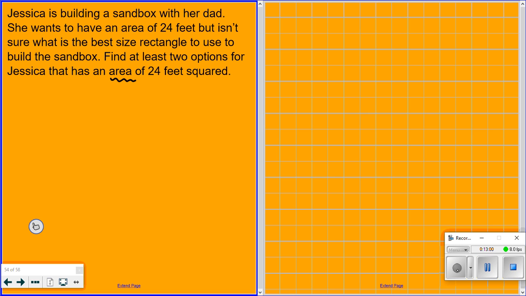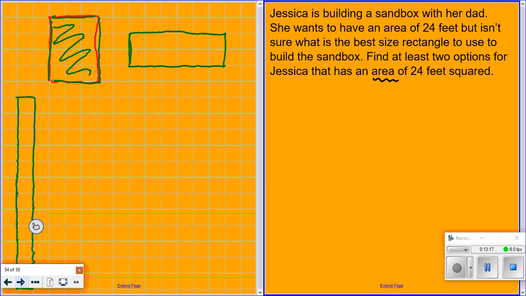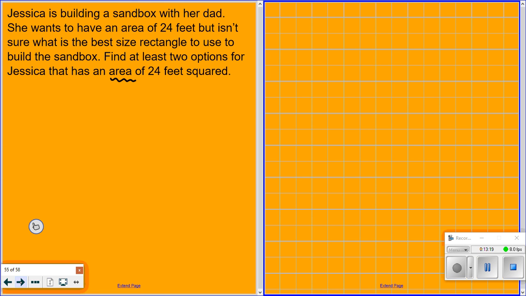Can I tell you a trick? So I was thinking on our last one, we did a 1 by 12, and that equaled 12. If I wanted to use that to help me, what do you think I could do to get to an area of 24? 2 by 12.